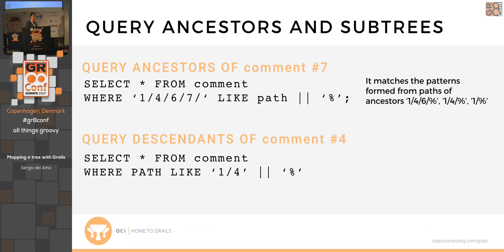So once you have the database like this, getting all the ancestors with a single query is as easy as displayed here. This is unlike the other way, and it's easier to understand. Basically, you are querying like 1/4/6 with the percentage sign, 1/4 with the percentage sign, 1 with the percentage sign, and then to get the descendants, you do it the other way around, where you concatenate 1/4 with the percentage sign.